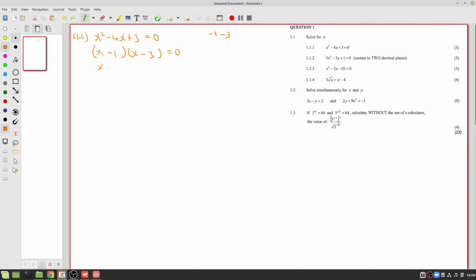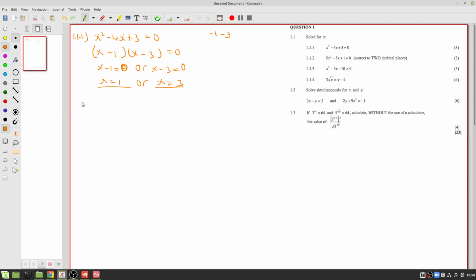Okay, so now we have something times something equals 0. So that means either the one thing is 0 or the other thing is 0. Or x minus 3 is 0 in this case. Now if we take over the 1, so we get x equals 1 or x equals 3 if we add the 3 to the other side. There we have it, x is 1 or x is 3 for question 1.1.1.